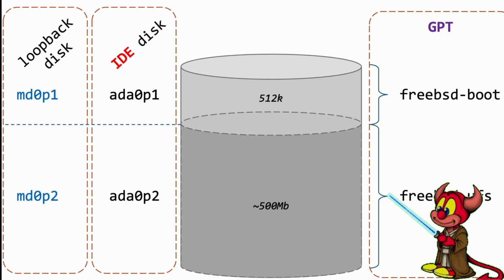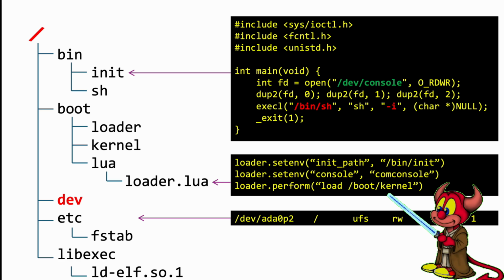Now let's have a look at the absolute minimum files that I'm going to be placing in the disk. And you see here the structure. We have the root file system. Underneath we have the directories bin, boot, dev, etc, and libexec. Under bin I'm going to create a minimal init system that you see here. I wrote C code for this, so it just opens /dev/console, binds this to the file descriptors for standard input, standard output, standard error, and just calls /bin/sh in interactive mode, -i.